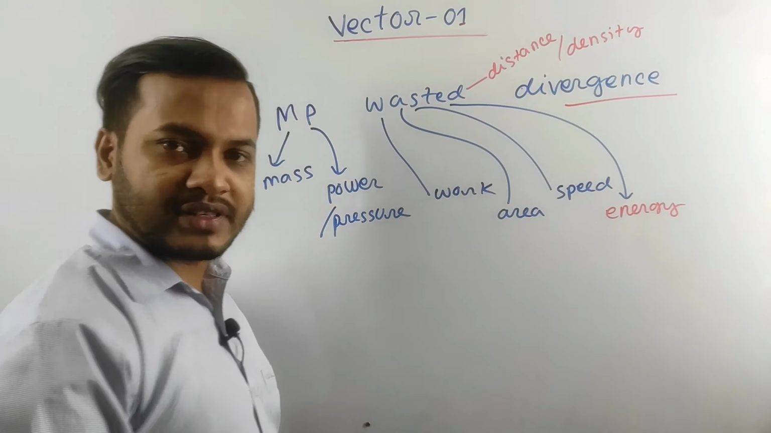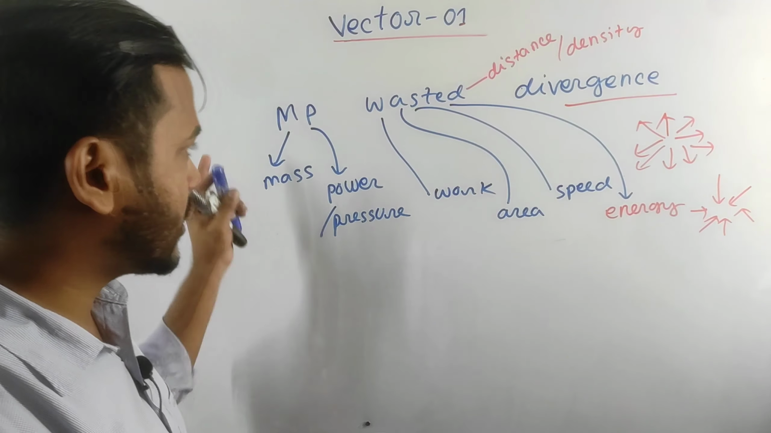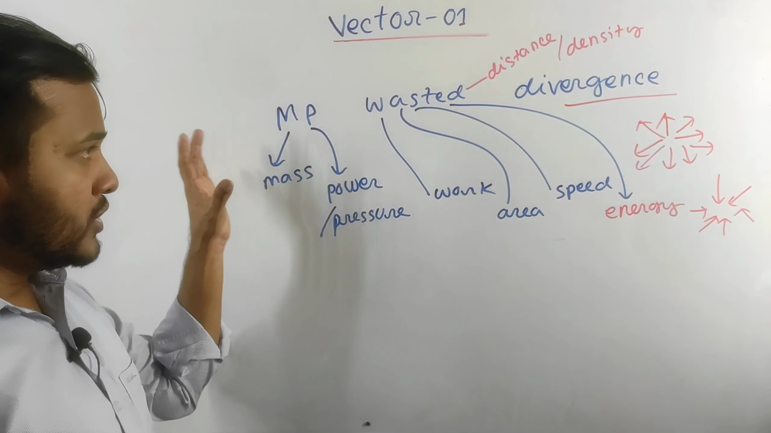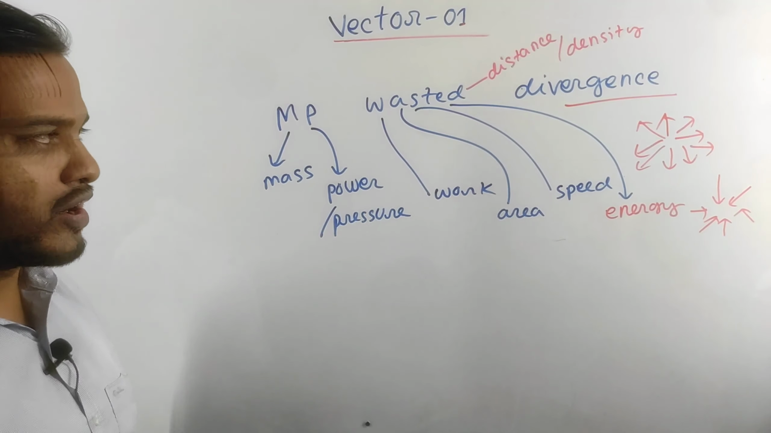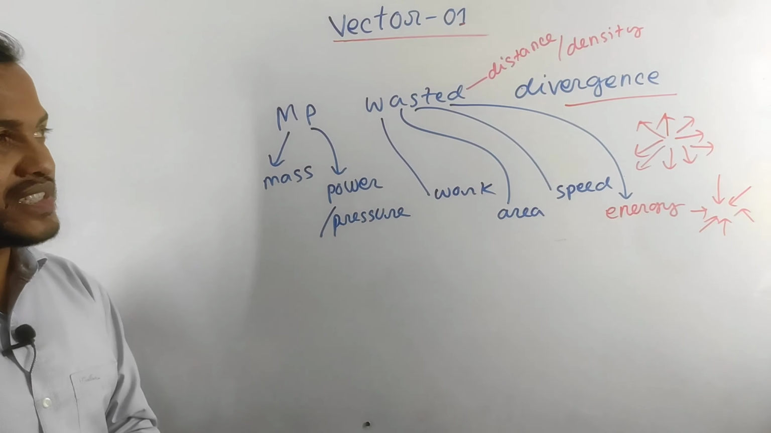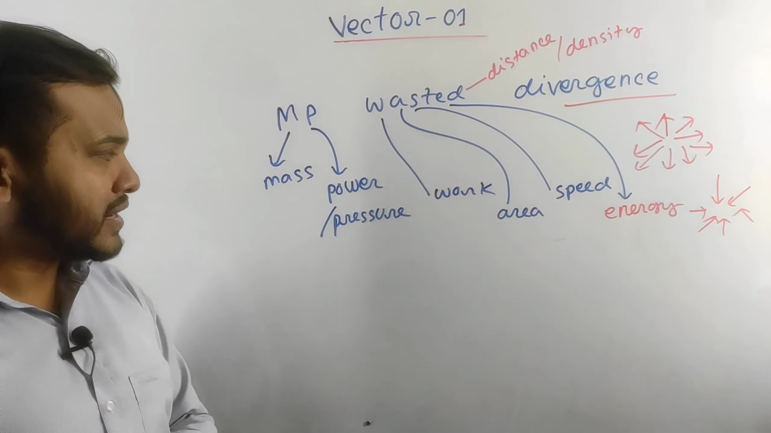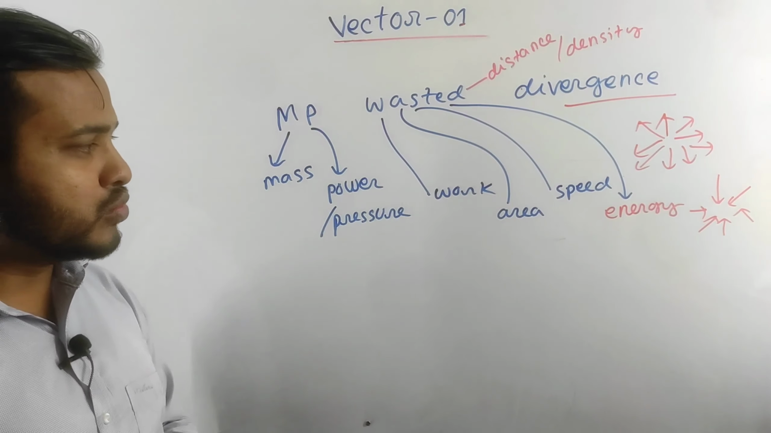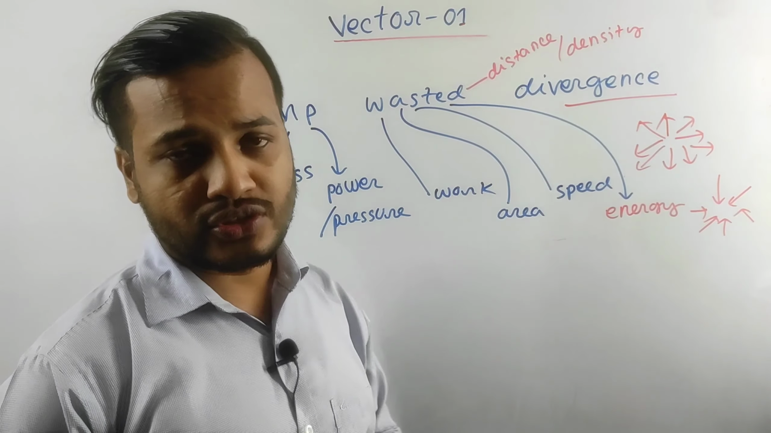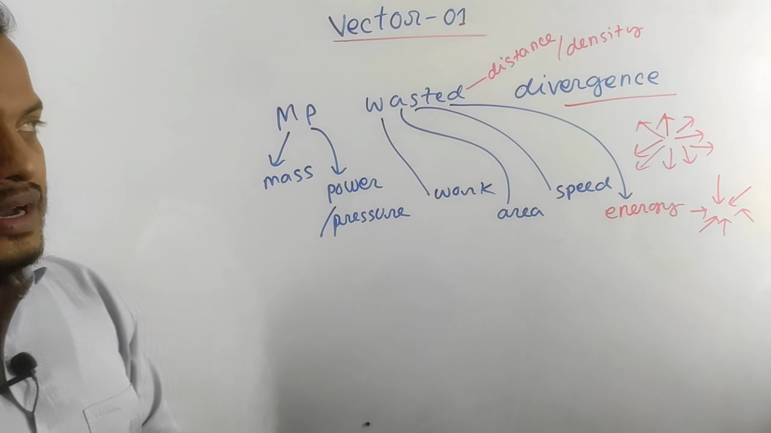So I will discuss gradient, divergence and curl in this chapter. Then we can learn clearly what divergence, curl and gradient are. Okay, but here divergence is a scalar quantity. So these are scalar quantities. Here I will suggest again: MP wasted divergence. This is not a so-called definition. This is just a trick that will help you remember what the scalar quantities actually are. Okay, so MP wasted divergence: M mass, P power or pressure, W work, area, speed, energy, distance or density, divergence. They are not vector quantities, they are scalar quantities.